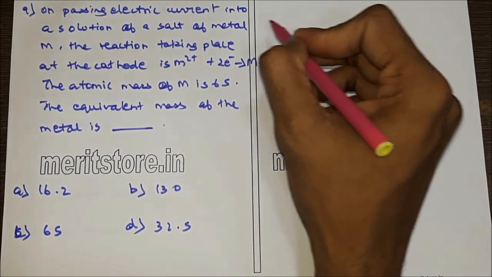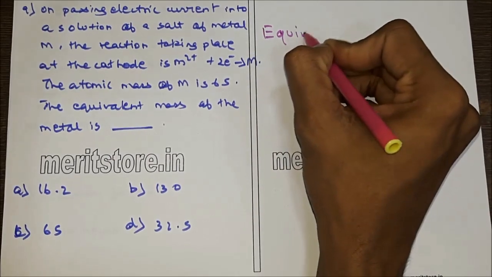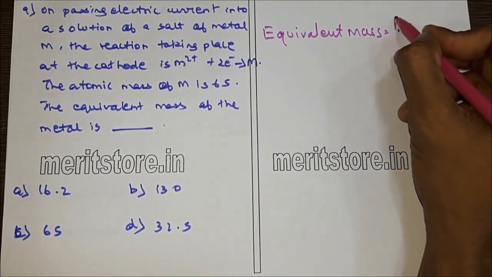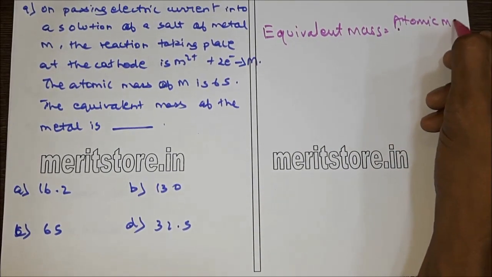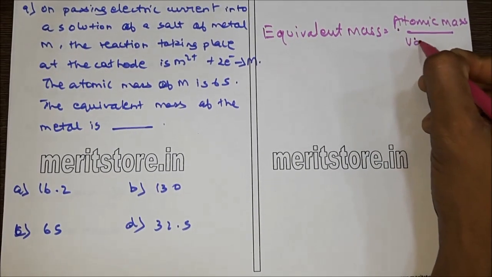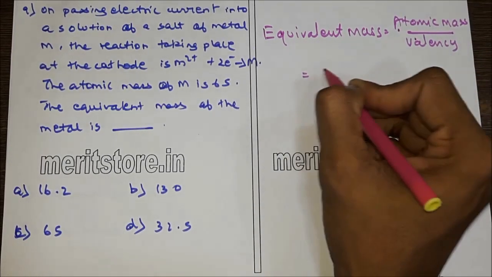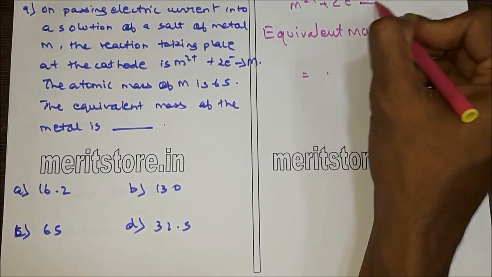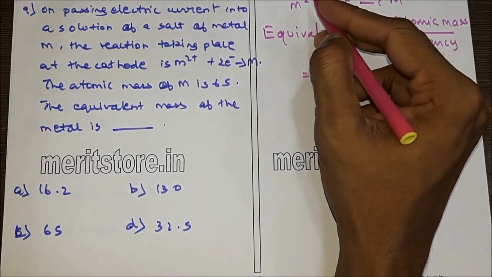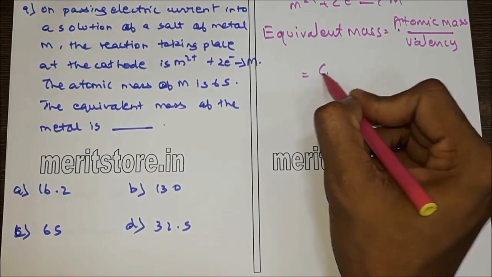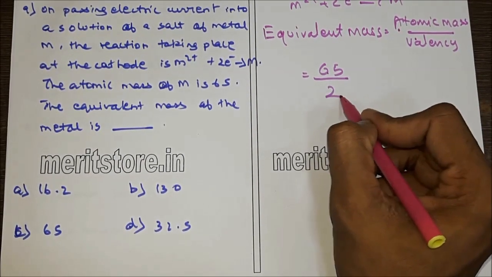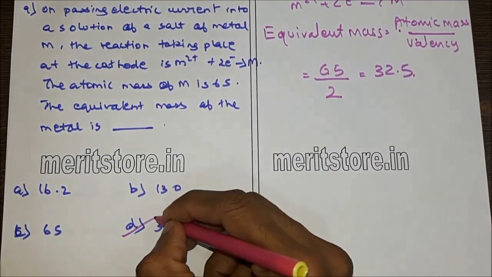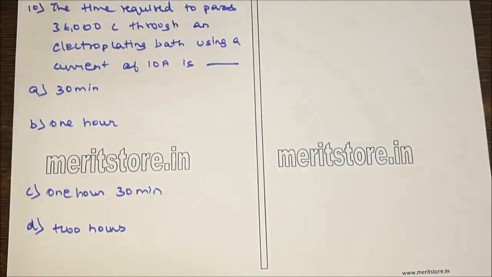So the equivalent mass can be given as atomic mass upon valency. If we see the reaction, that is M2+ plus 2e⁻ gives us M, our valency is 2 over here. So the equivalent mass is 65 upon valency, that is 2, which we get as 32.5. With this, we see our answer matches with option D. Therefore, option D is the correct answer.